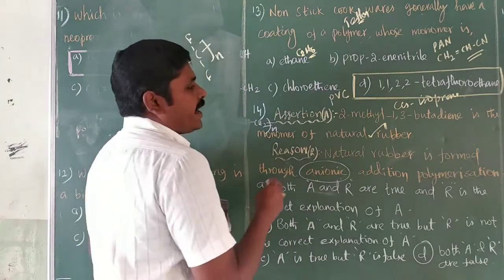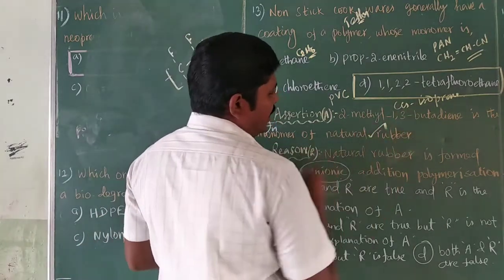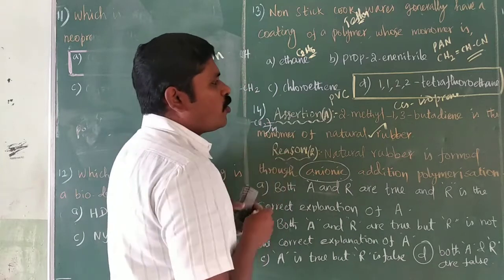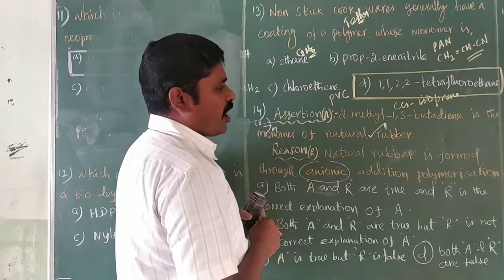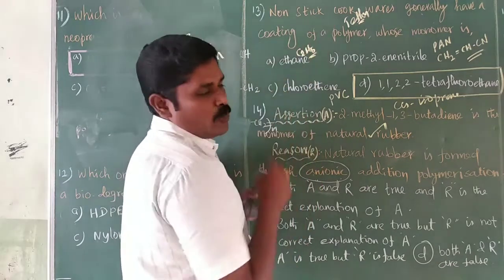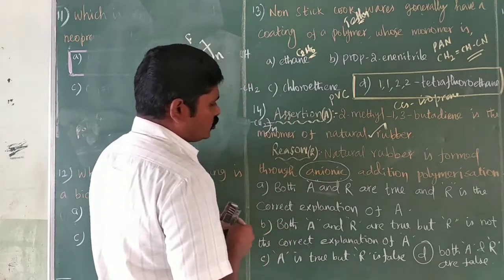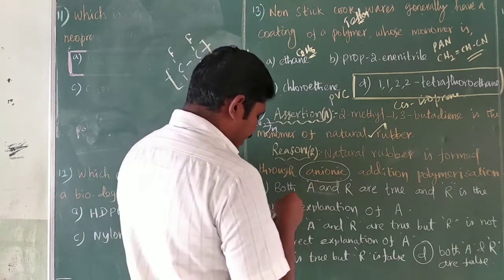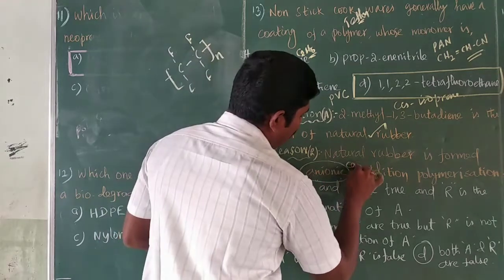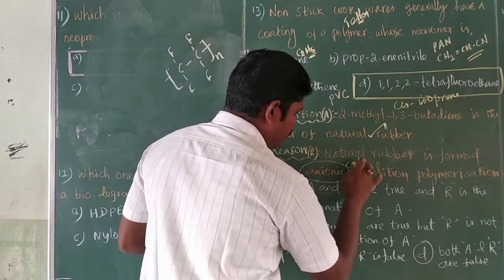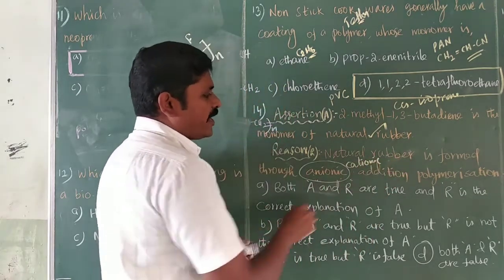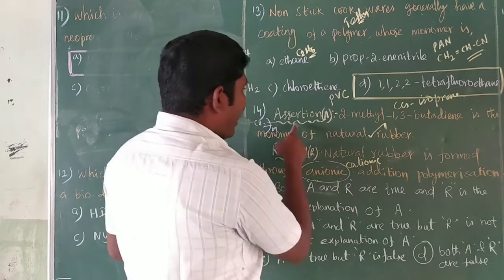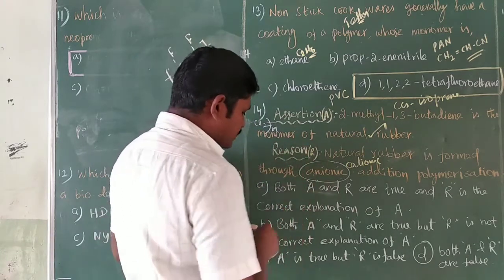The monomeric unit of isoprene combines to give, by cationic addition, cis-polyisoprene. Cis-polyisoprene, right? So anionic is wrong. Cationic. Cationic addition polymers. So the assertion is true, but the reason is false.